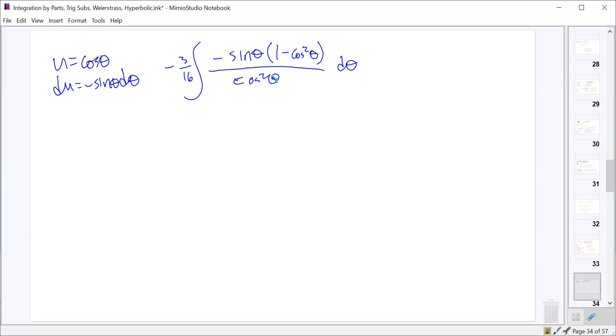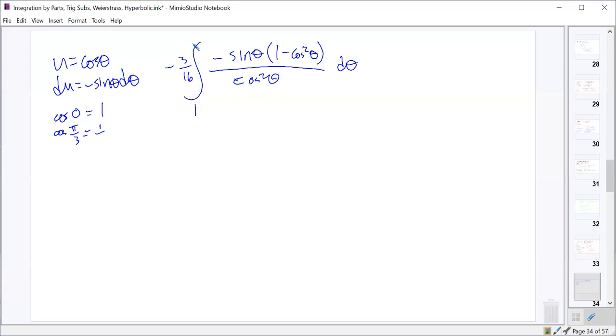But before we can do that, what do we need to do with the limits of our integration? Since we've now gone into terms of u rather than theta or x, we've got to go back and fix that. So if the lower limit was 0, cosine of 0 equals 1. So that lower limit needs to be 1. And then the upper limit was pi over 3, so the cosine of pi over 3 is 1/2. So now this becomes an integral from 1 to 1/2 of negative 3/16 of this.